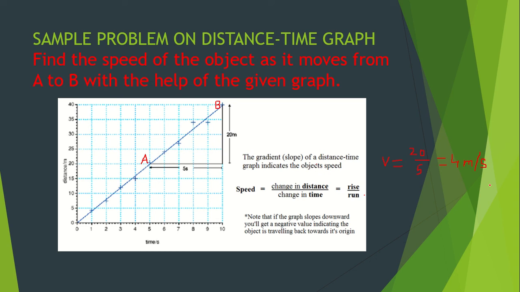So with the help of a distance time graph, it is very easy to calculate the speed of an object or velocity of the object, right? So I think it is very simple to understand. You can find it very easily.